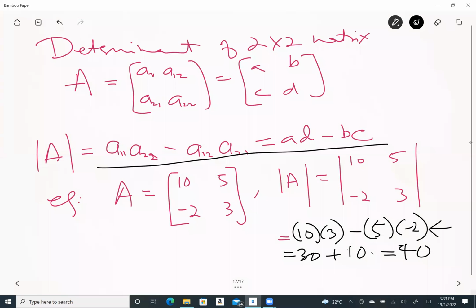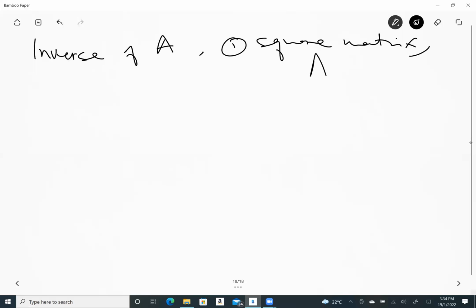So next, I would like to look at the inverse of a matrix A. What is the inverse of a matrix A? Now, number one, we must have a square matrix to have the inverse. In other words, you have A n by n. Example is A 3 by 3, or A 2 by 2. So we look at only 2 by 2. So it must be a square matrix.